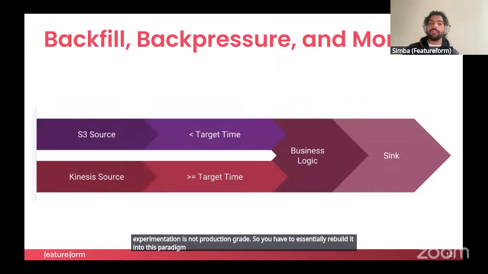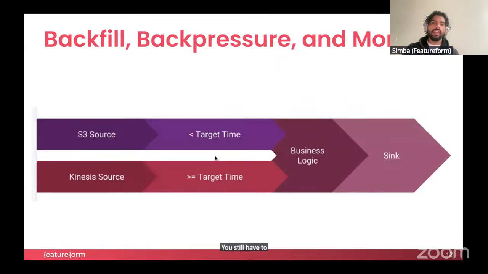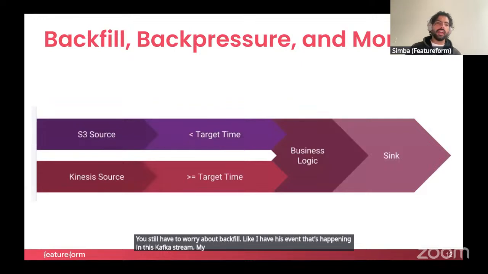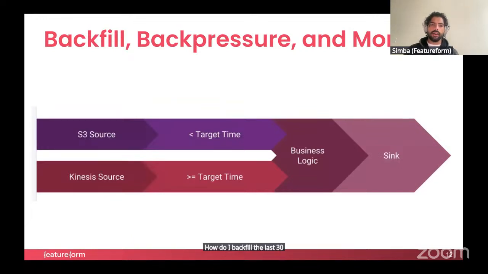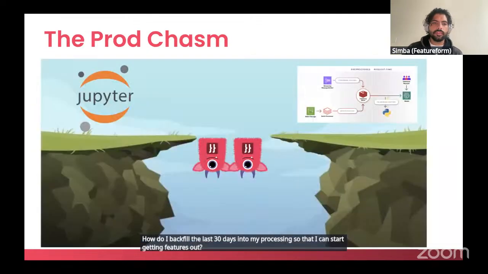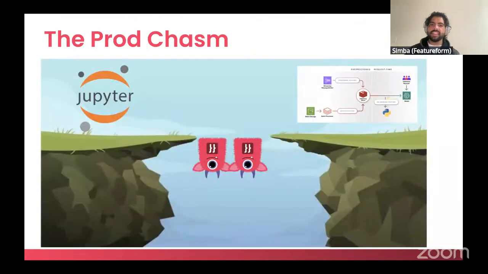And if you start thinking about stream processing, you start having to worry about backfill. Like, I have this event that's happening in this Kafka stream, and my feature is an aggregate of the last 30 days. How do I backfill the last 30 days into my processing so that I can start getting features out? So there's this chasm between production and experimentation that's pretty major.